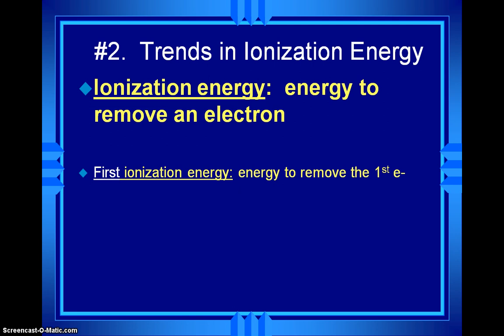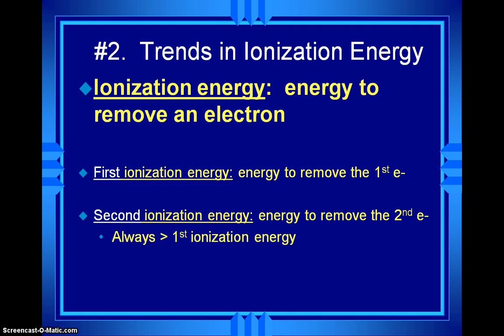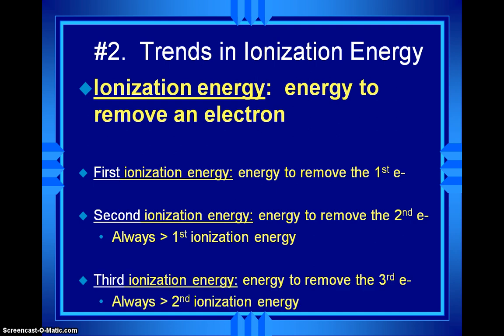The first ionization energy is how much energy it takes to remove the first electron. The second ionization energy is to remove the second. And the third ionization energy is how much it takes to remove the third electron. And the third ionization energy is always greater than the second, which is always greater than the first.